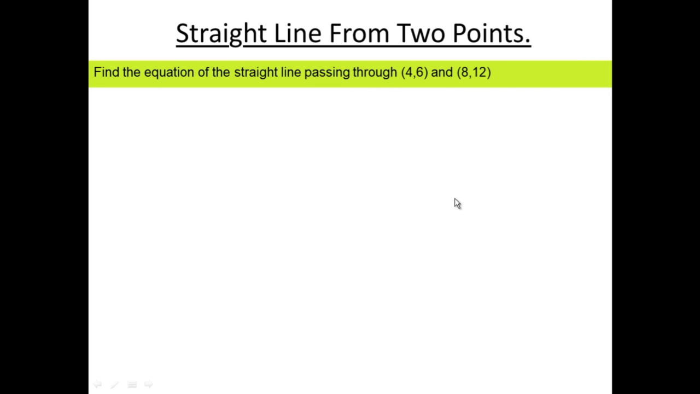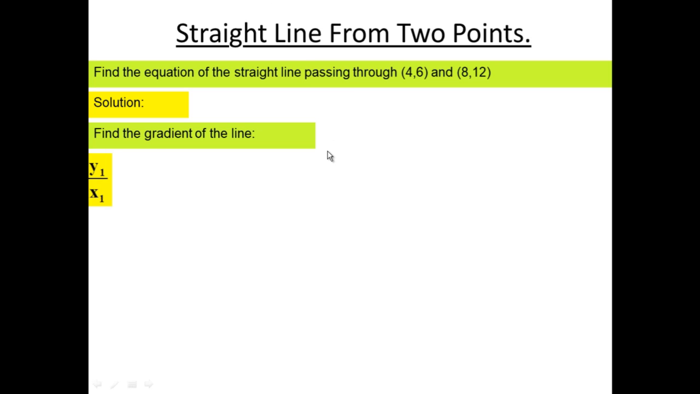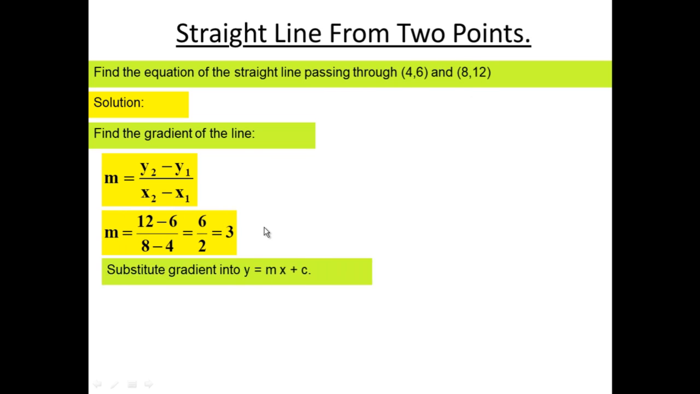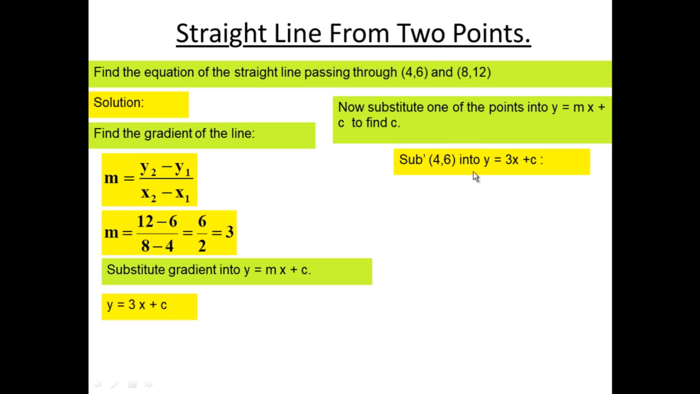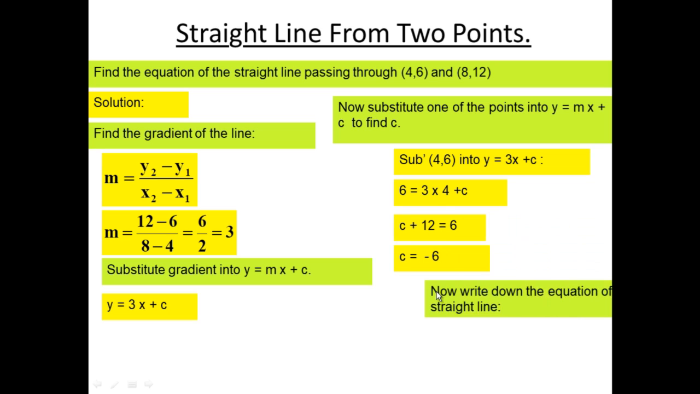How about straight line from 2 points? For the first step, we determine the gradient. After that, we determine the value of c. After we get gradient and c, substitute into formula y equals mx plus c. So the answer is y equal 3x minus 6.